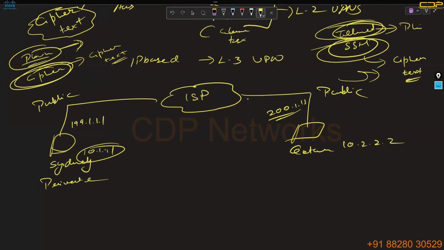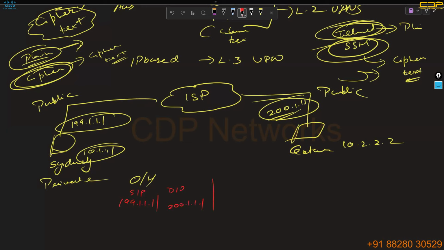So first thing, if I talk about the outer header side. In the outer header, what will I have? I will obviously have the public IPs: 199.1.1.1, which will be my source IP, and in the destination IP I will have 200.1.1.1. After that, suppose I'm using GRE here, so it will go like this: GRE. Then I will have what?